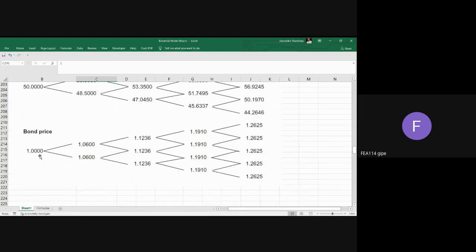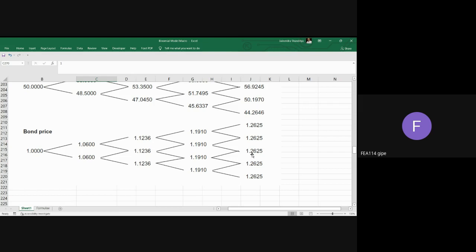So I go up, I go up, I go up, and I go down. So this is one way. I go down, I go up, I go up, and go up. I reach the same place. I go up, I go up, I go down, and I go up. I go up, I go down, I go up, and go up. So like this, there are 4 different ways in which this price and this price can be reached.